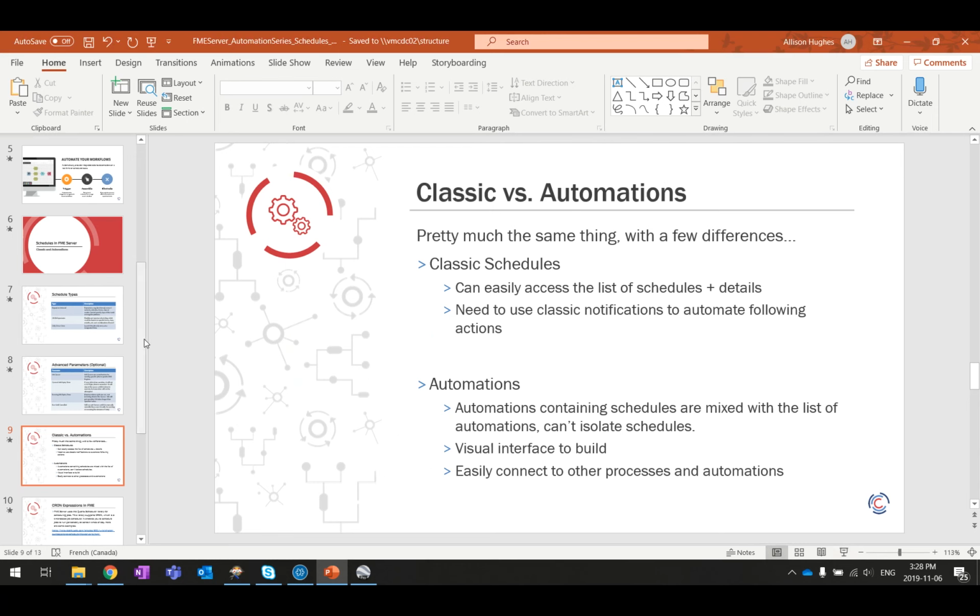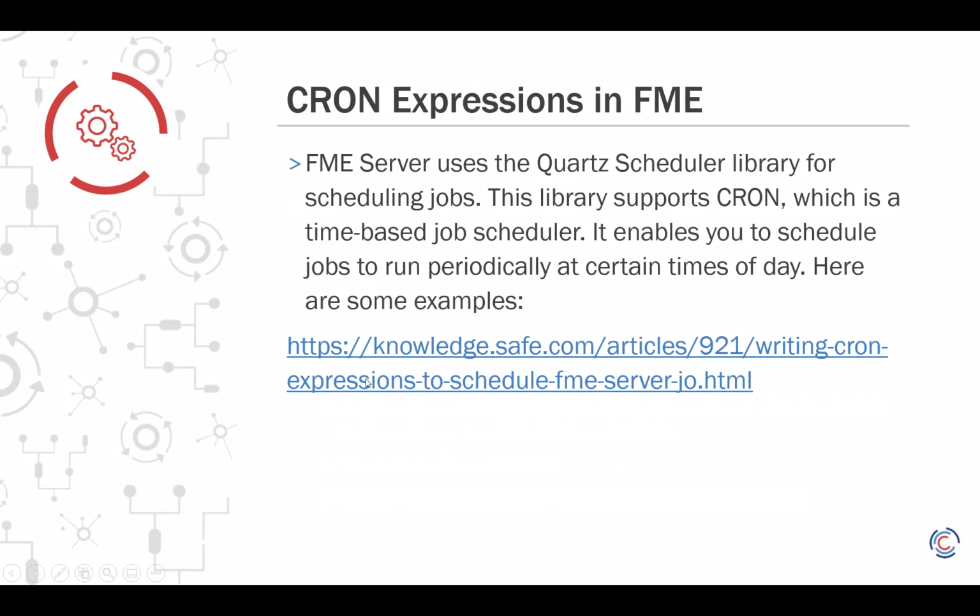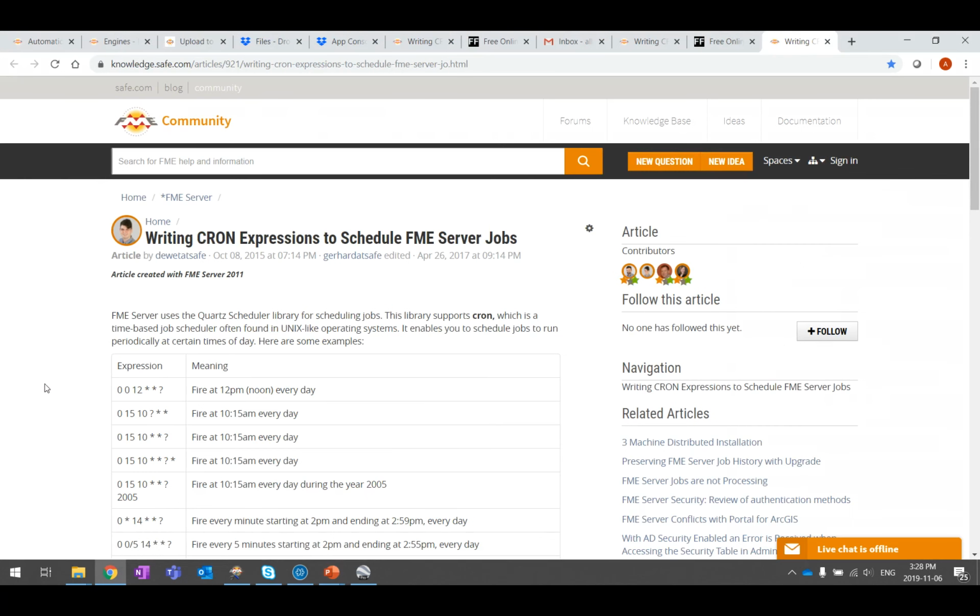All right, so the next thing we're going to look at is going a little bit deeper into the cron expressions. So cron expressions are, like I said earlier, allowing us to do more flexible, more precise scheduling. It enables you to schedule jobs to run periodically at certain times of day. And Safe Software, who are the makers of FME, actually put out a pretty good article that describes some of the expressions that you can do.